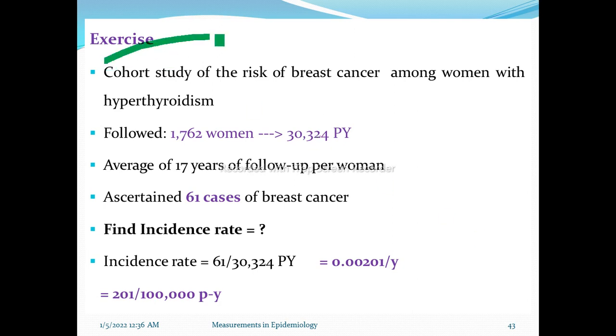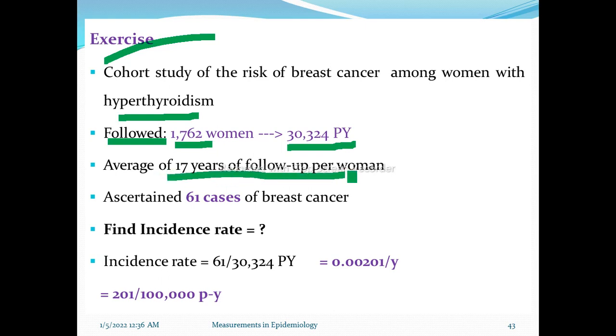Now consider the exercise: a cohort study of the risk of breast cancer among women with hyperthyroidism. Individuals were followed for 30,324 person-years, the number of individuals is 1,762, and up to 70 years of follow-up per woman. In this time, 61 cases of breast cancer were found. So what should be the incidence rate?